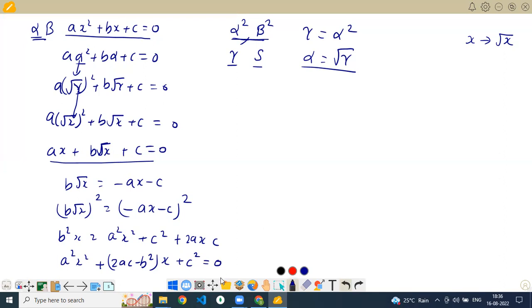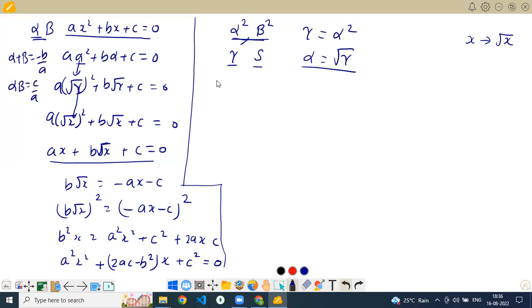Is this clear? Yes, sir. So we should verify whether this is right or wrong. Because we know this is a trick we have used, but we know how to find out. Here alpha plus beta is minus b by a, and alpha beta is c by a.